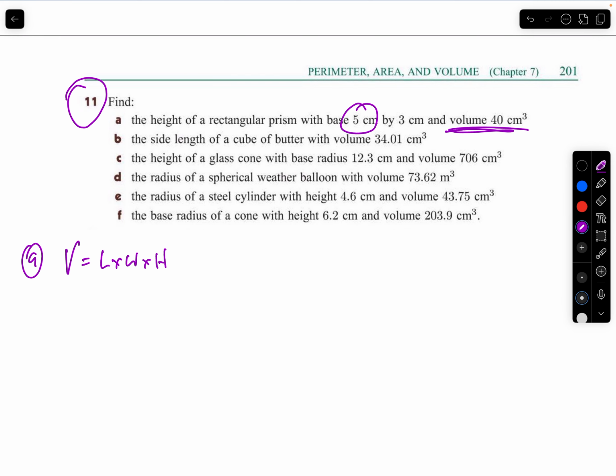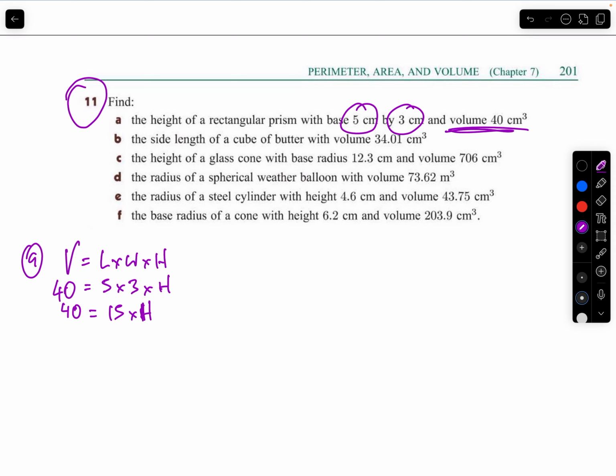We're told that the base is 5 by 3, so right now, length and width is 5 times by 3, but we don't know the height. That's what we're trying to work out, and you know that the volume is 40. So there's only one unknown here. We can work out all the other stuff. We can work out 5 times by 3 is 15 times by h.